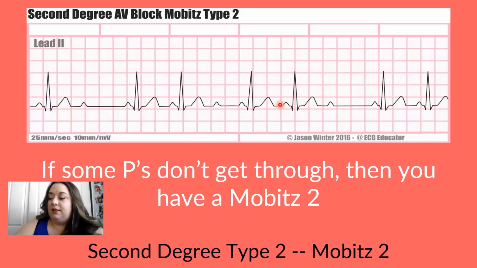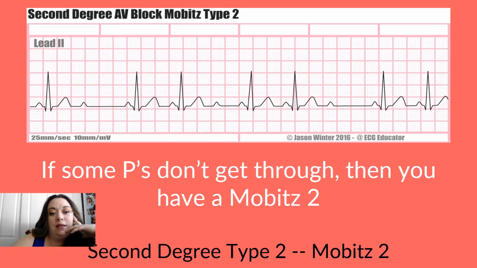All righty. This is a Mobitz, so second degree type 2. Other name is Mobitz 2. It does not have a 3rd name, thank God. This poem is, if some P's don't get through, then you have a Mobitz 2. The idea here is that I have random P waves with no QRS because on this one, for example, SA node fired, atria contracted, and that just flat out didn't get to my ventricles. So I lost my QRS.